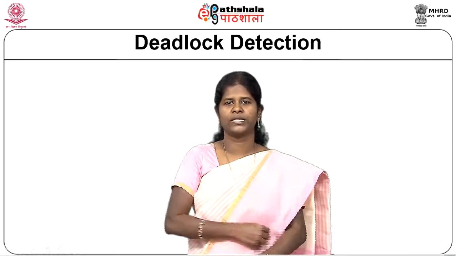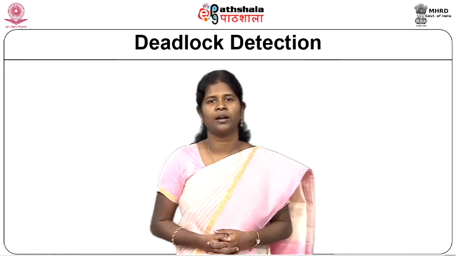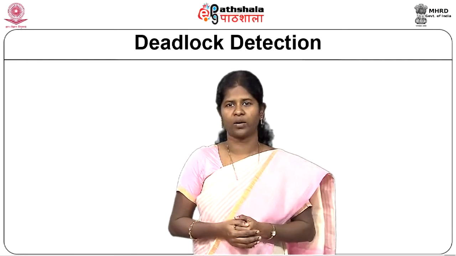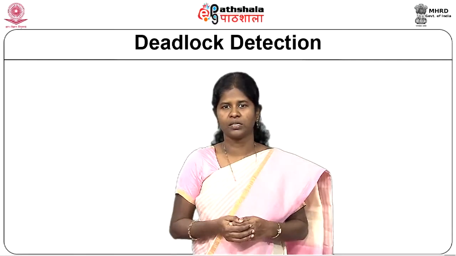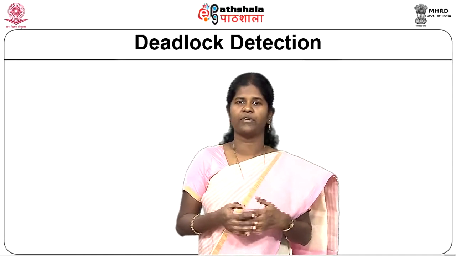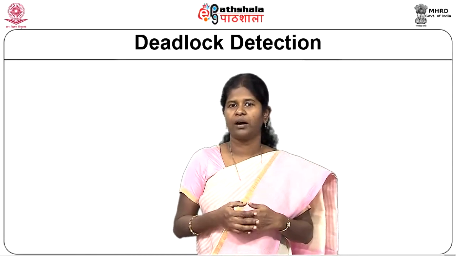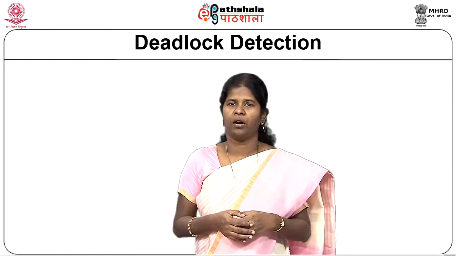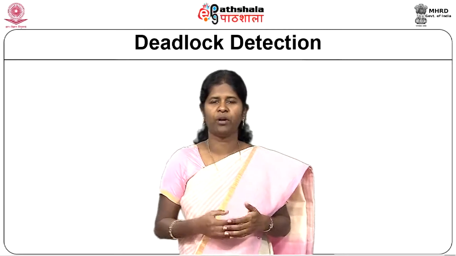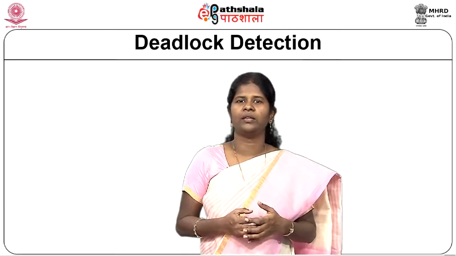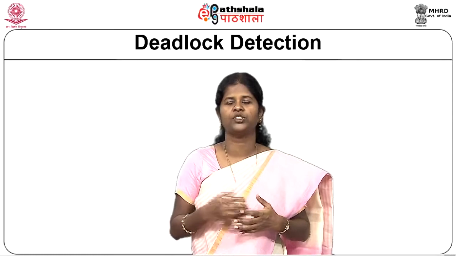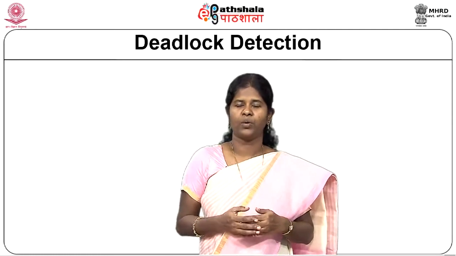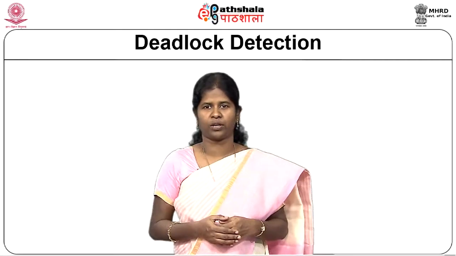So, first we will see about deadlock detection. In the earlier module, we saw how to avoid deadlocks. For avoiding deadlocks, the system needs to have knowledge of what will happen in the future, or the process should tell beforehand what requests will be made by each of them in future, and based on that the system will decide whether a request can be satisfied or not.